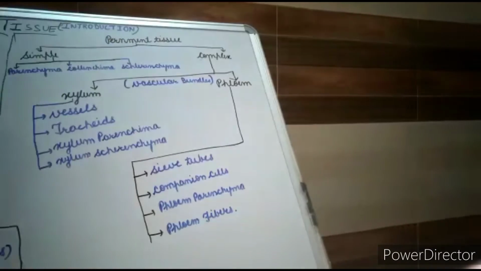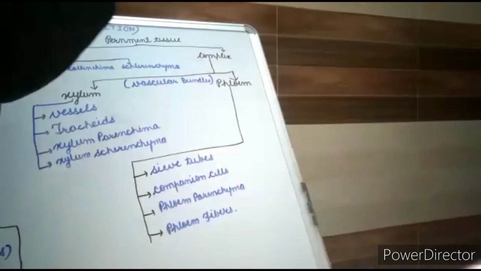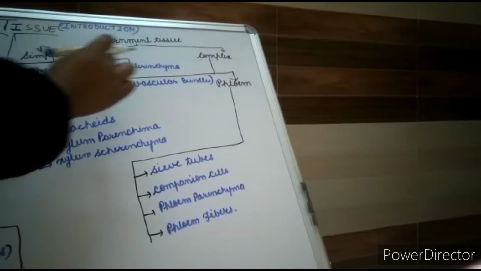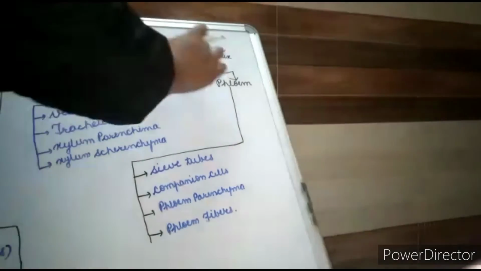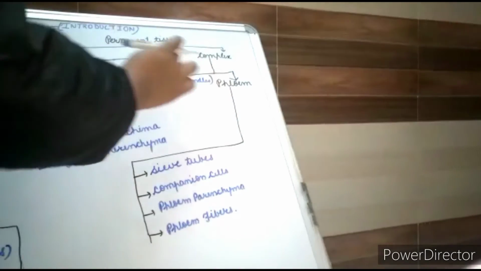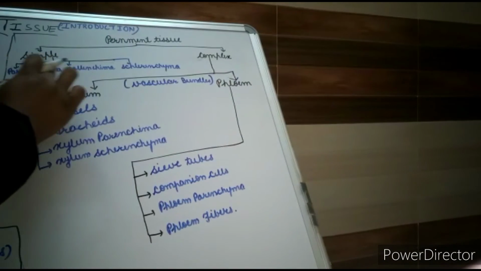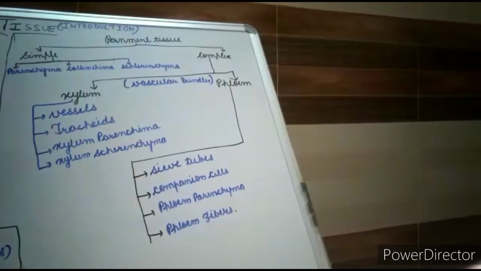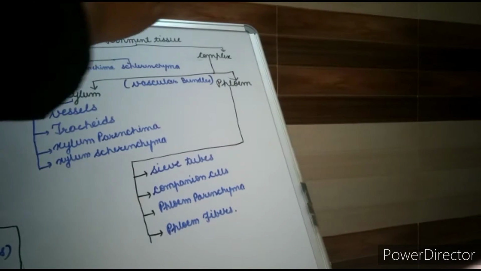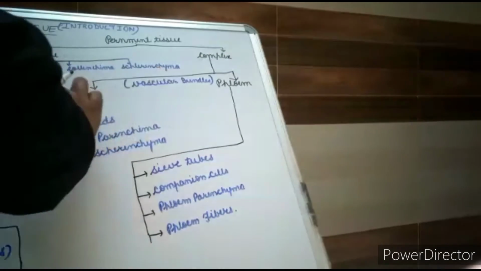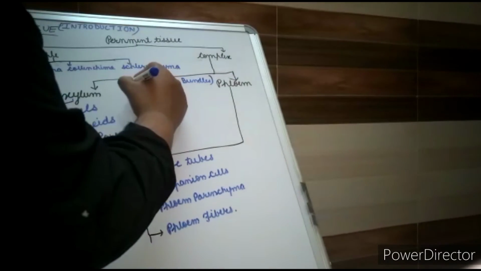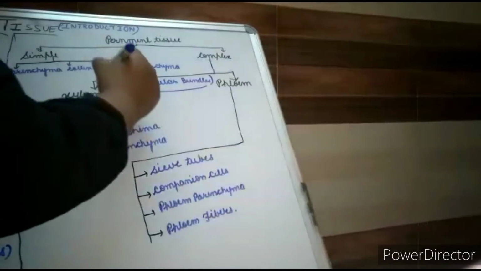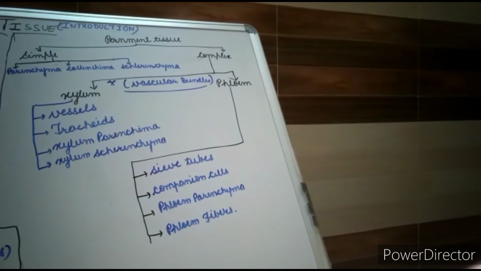The permanent tissues are divided into two types. Number one is simple and second one is complex. Now the complex tissues are xylem and phloem, and simple tissues are parenchyma, collenchyma and sclerenchyma. Complex tissues are also known as vascular bundles. This is very important. And the vascular bundles are xylem and phloem.